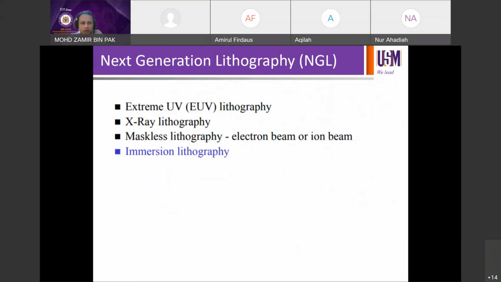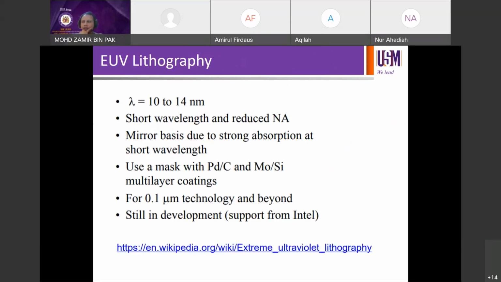Right, NGL: EUV, X-ray, maskless litho, E-beam or ion beam, immersion litho. We have a range of different lithography options before we get to EUV. Before this there was immersion lithography. Okay, immersion lithography, we're going to go through shortly. So EUV, 10 to 40 nanometer, currently is using 13.5.